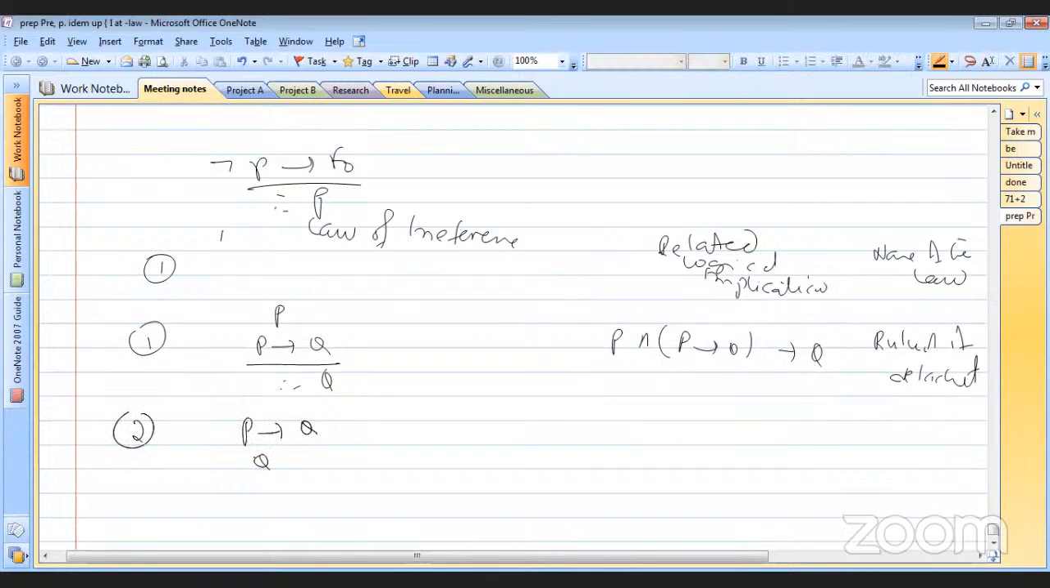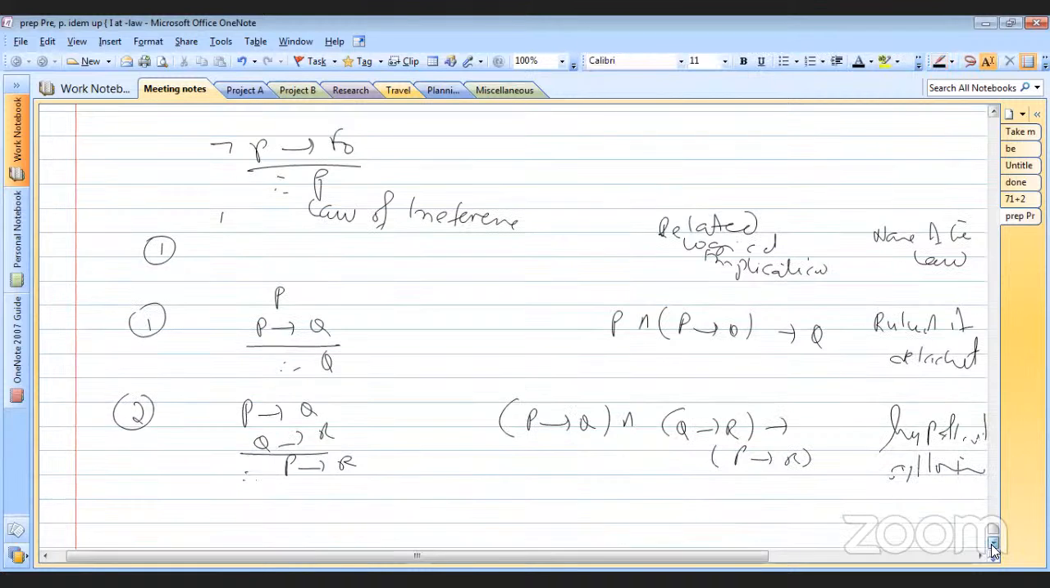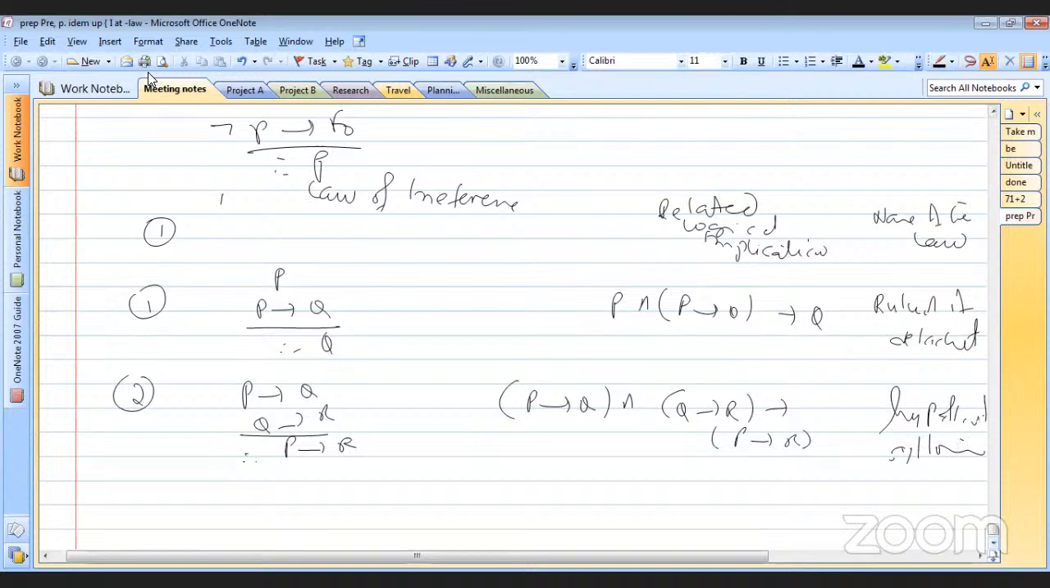P implies Q, Q implies R. We learned this earlier. Therefore P implies R. That is, P implies Q and Q implies R implies P implies R. This is called hypothetical syllogism. Hypothetical syllogism we can write here.